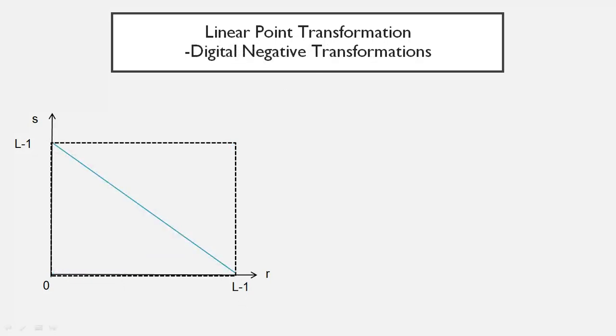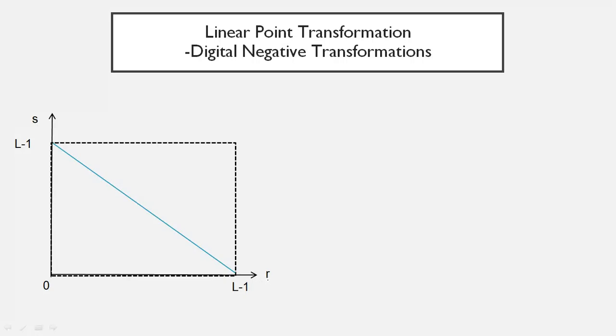Now if you look at this particular transformation function or transformation graph, it is very easy to understand what we are doing here. This type of transformation is called a digital negative. Just have a look at what is happening. As I had already told you, R is the pixel or intensity values in the input image, and S is the intensity values in the enhanced image.